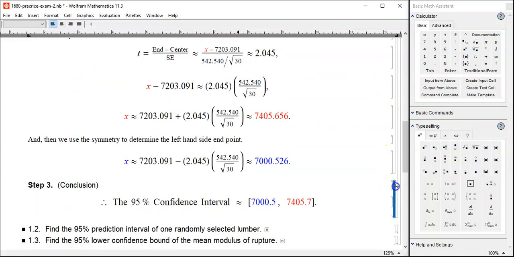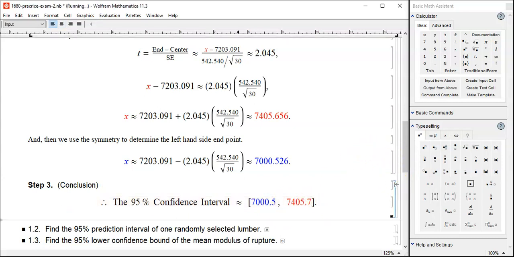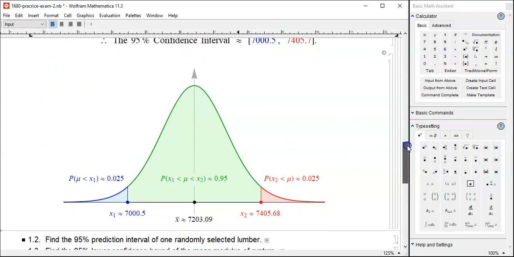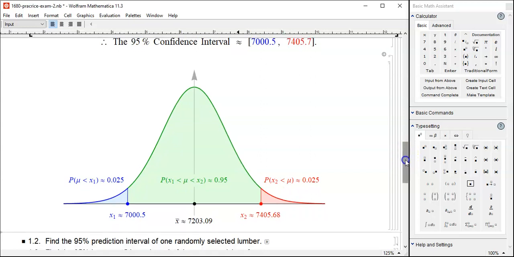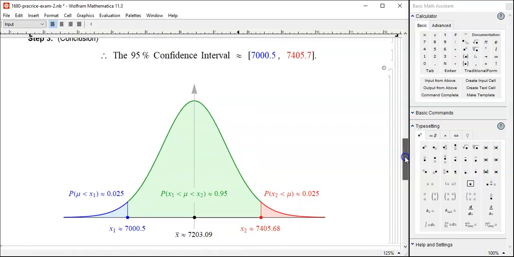Let's go to the conclusion. Left-hand side and right-hand side endpoints. Let me show you the final picture. There goes the confidence interval. Now the answer is in the same viewing window.